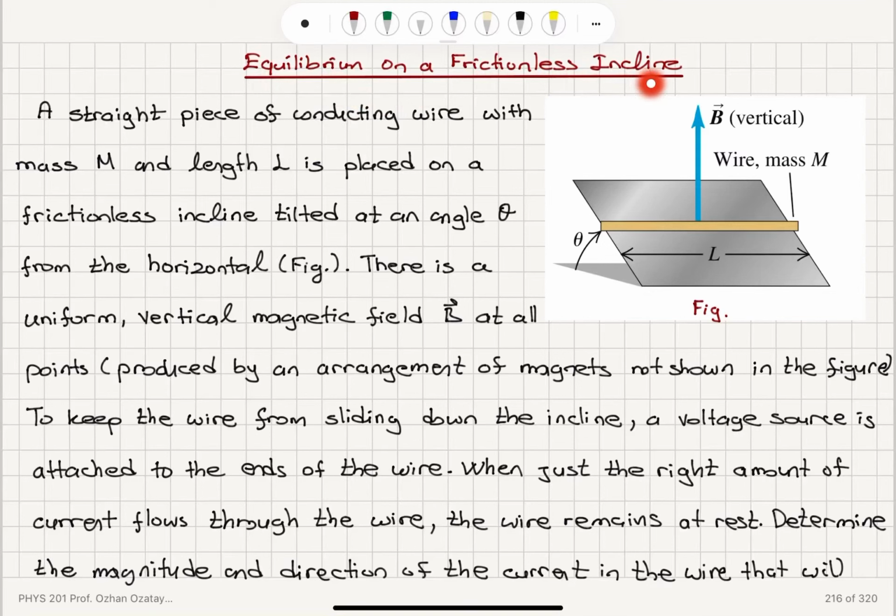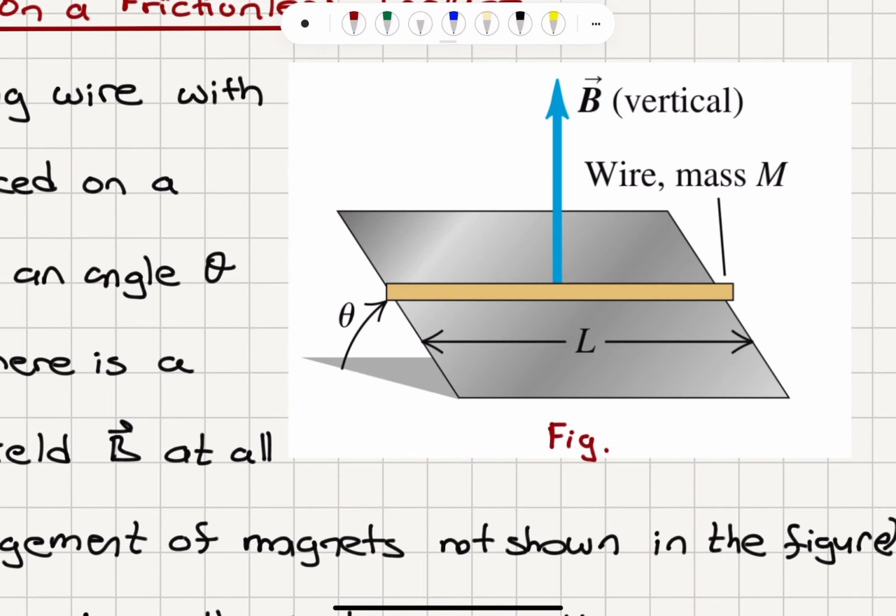Equilibrium on a frictionless incline. A straight piece of conducting wire with mass M and length L is placed on a frictionless incline tilted at an angle theta from the horizontal as shown in the figure.